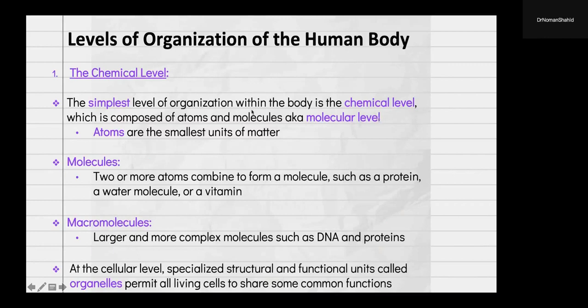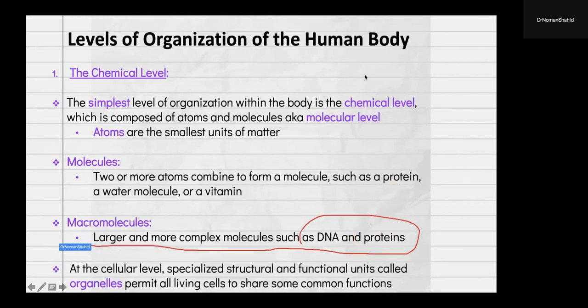It is the simplest level of organization within the body, that is the chemical level, which is composed of atoms and molecules, also known as the molecular level. And then we say that atoms are the smallest units of matter. There were molecules and macromolecules. Molecules mean two or more atoms joined together, such as a water molecule. And then we had macromolecules, which were larger and complex molecules, such as DNA and huge proteins like hemoglobin.